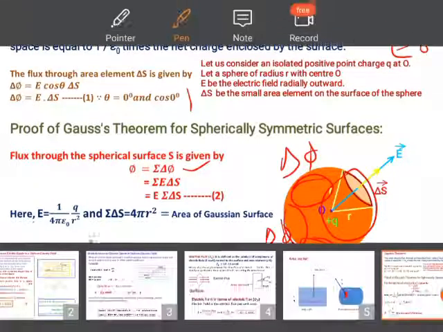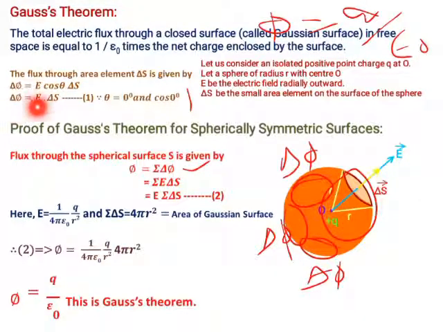But what is delta phi? Delta phi is equal to E into delta s. So summation of E into delta s. E we are not changing, we are observing only this surface area. These surface areas are changing. That is the reason for the summation of delta s. We are adding all these surface areas. You call it equation number 2.